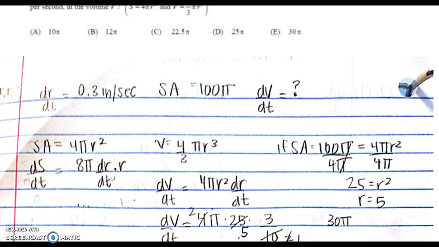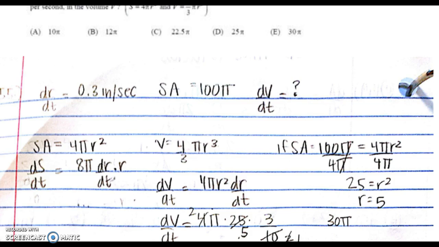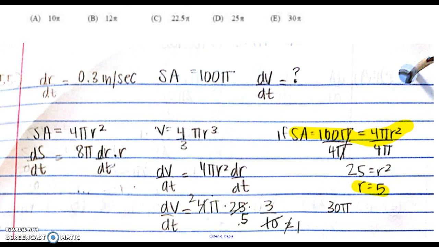So there's my surface area and my volume formulas. I went ahead and took the derivative of surface area and the derivative of the volume. The thing is that you needed to get through this because you didn't really have enough information once you took the derivative to go anywhere. They told you surface area was 100 pi. So if you take that information and set it equal to the surface area formula, you can figure out what your radius is. And once you know what your radius is, you can do the math from there.